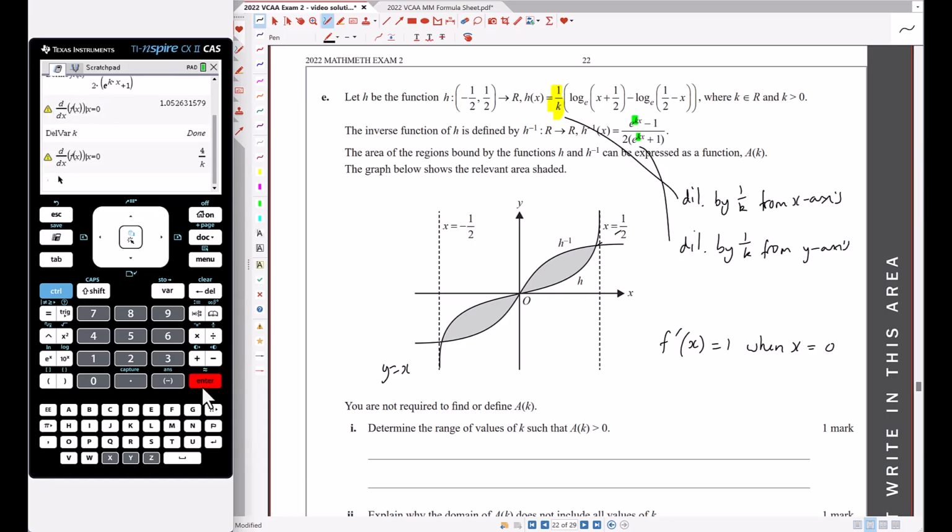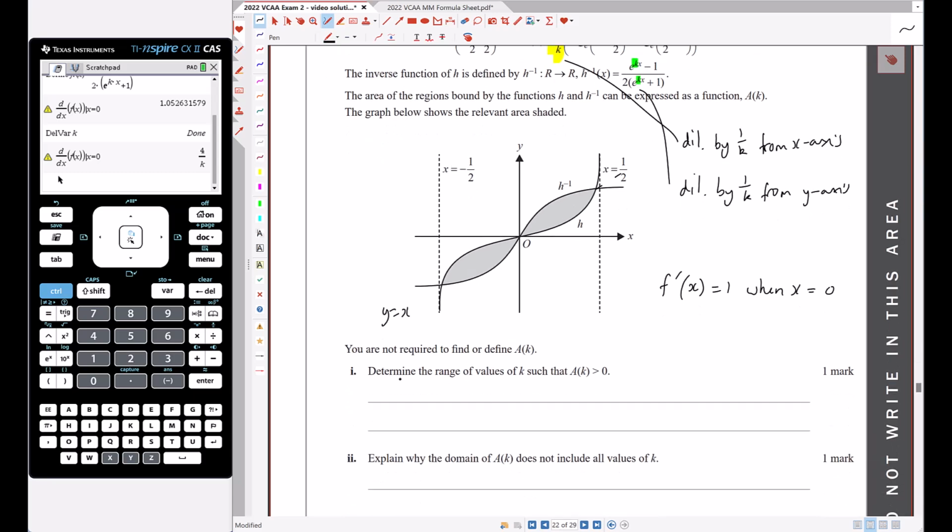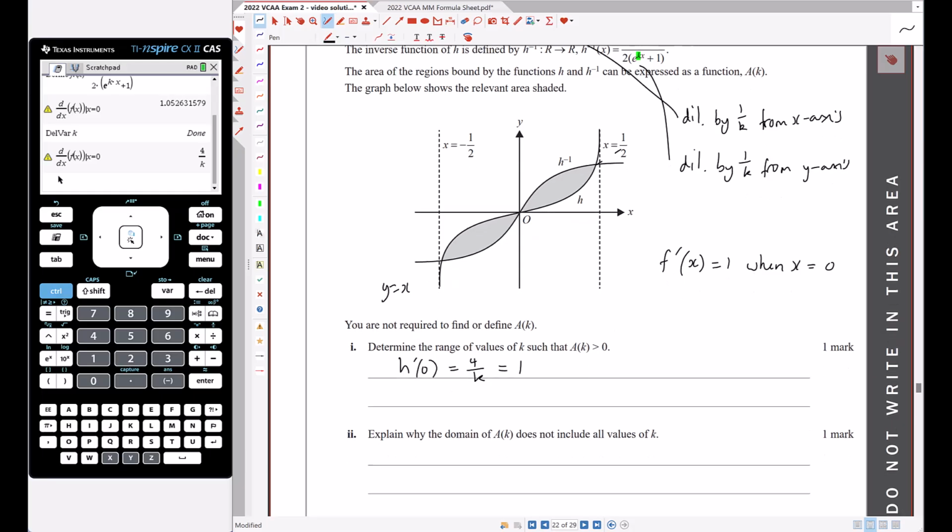Okay, so the derivative at x equals 0, so f dash at 0 is 4 on k. Sorry, it's not f, it's h. Should have defined them as h in my CAS. So h dash at 0 is 4 on k. And when that equals 1, that means the gradient of the curve at that point will be exactly the same as the line y equals x. And that's going to be the tipping point where they then won't have an area anymore. Okay, so when we solve this, that's going to give k equals 4.